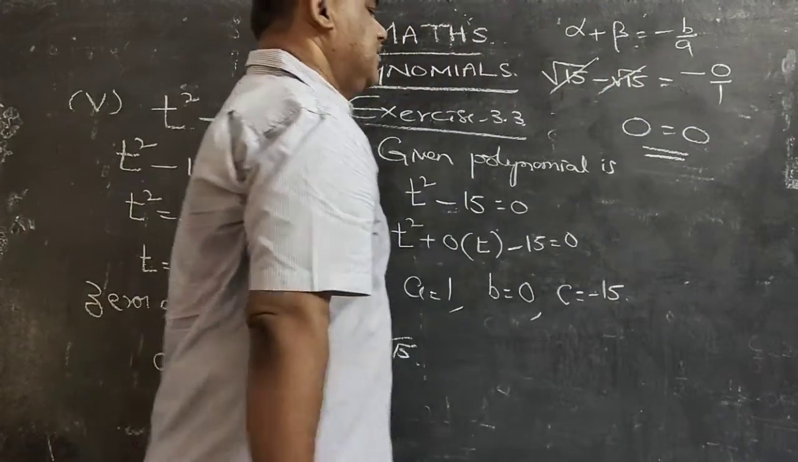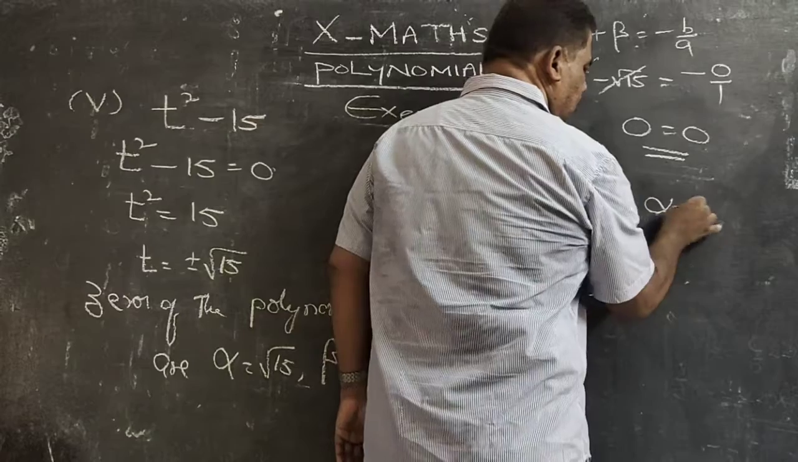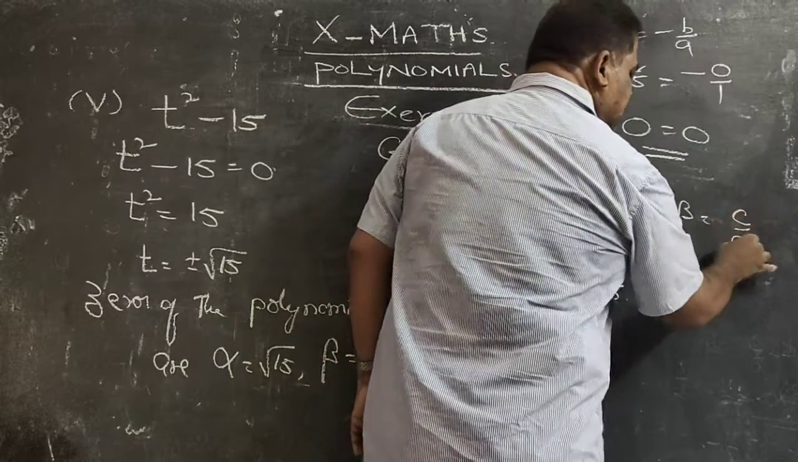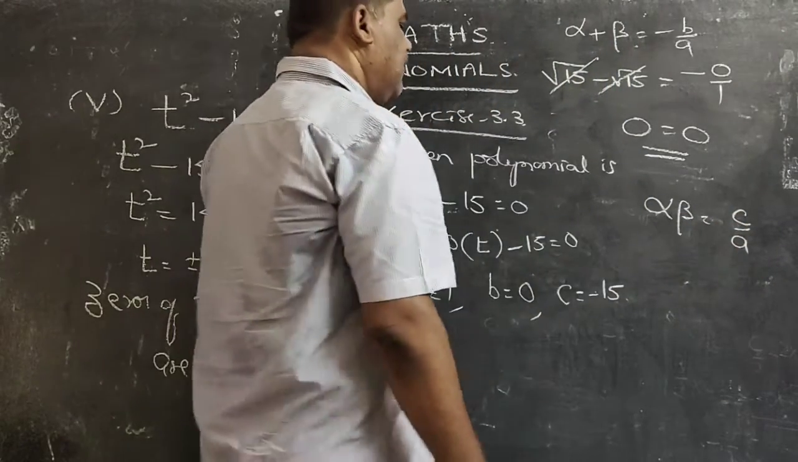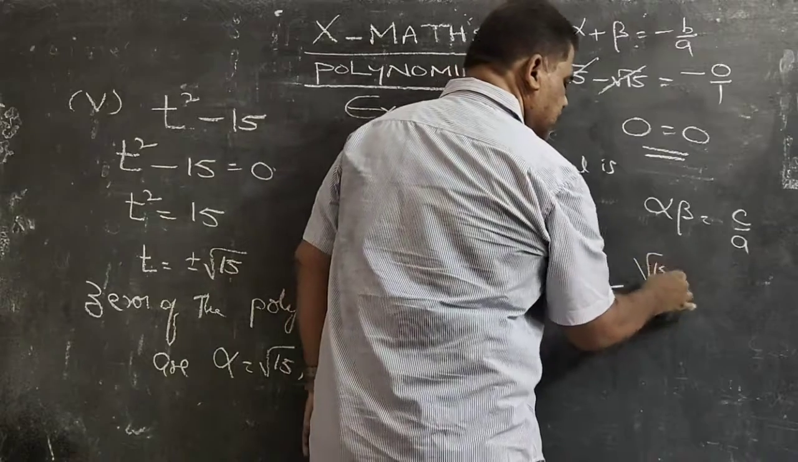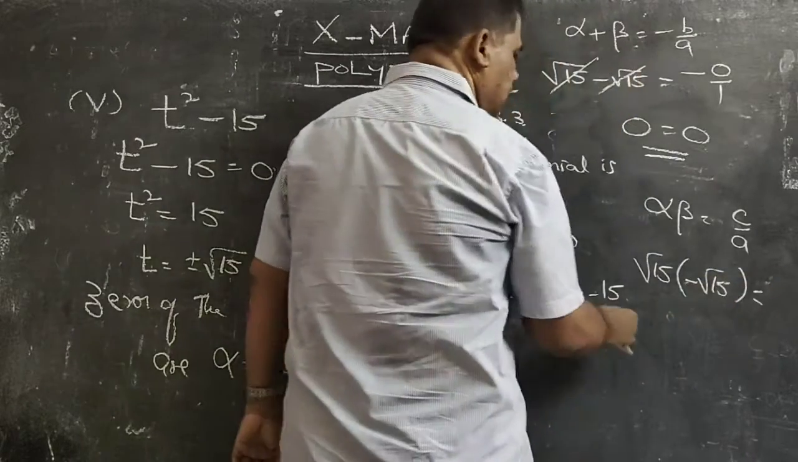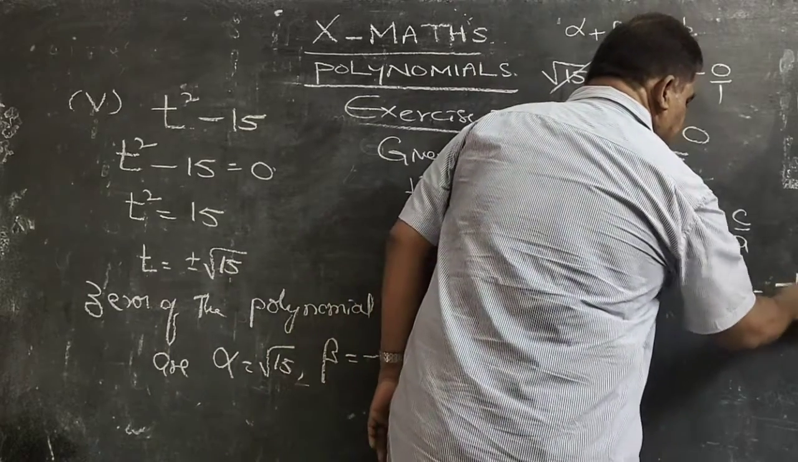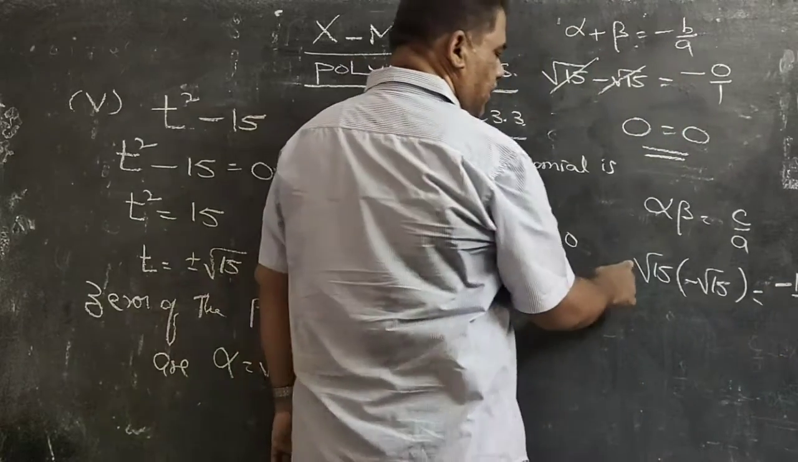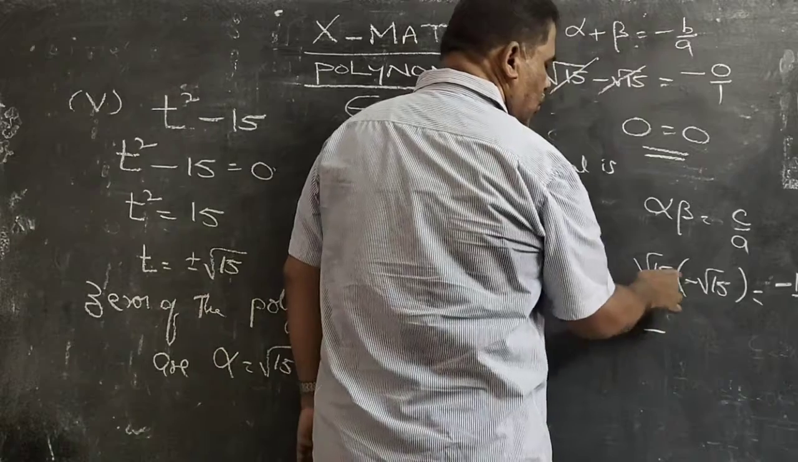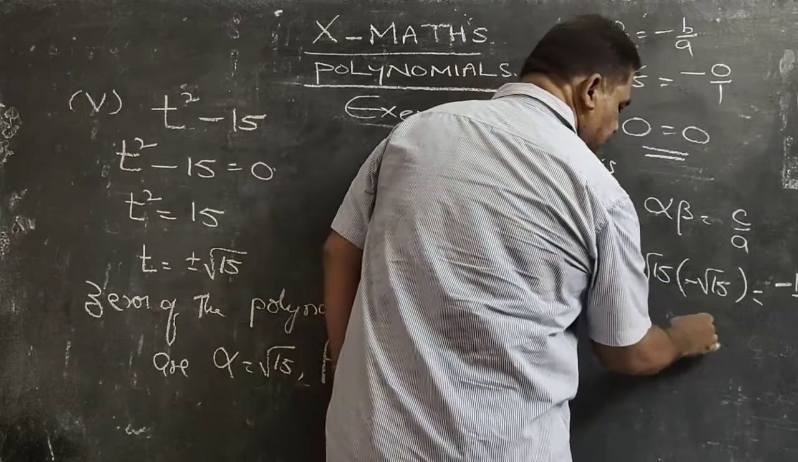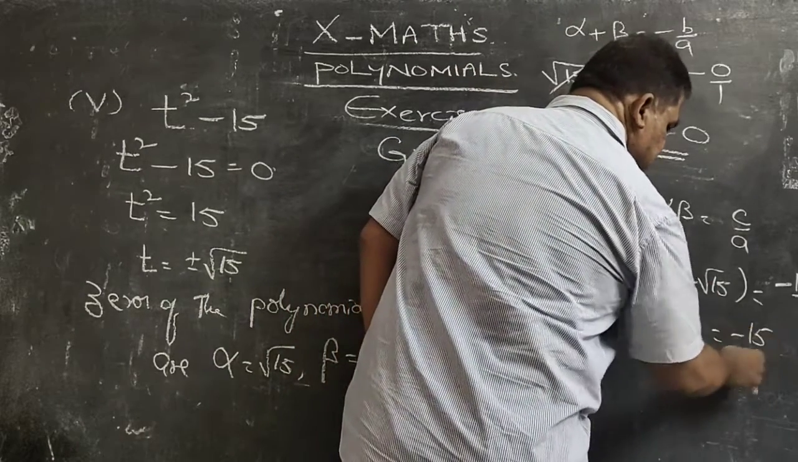So both are the same. Now alpha beta is equal to c by a. Alpha is root 15. Beta is minus root 15. c value is minus 15, a value is 1. Plus into minus, minus root 15 into root 15 is minus 15. This is also minus 15.